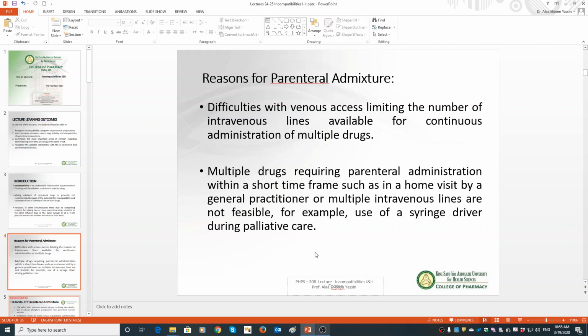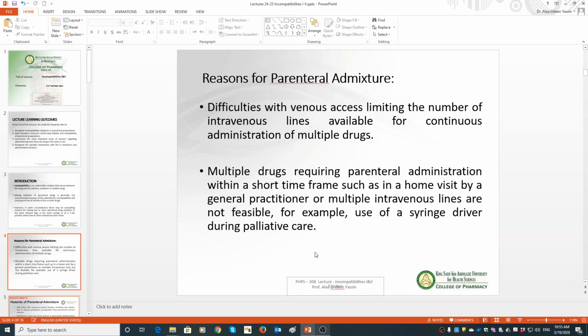Okay, multiple drugs requiring parenteral administration in a short period. For example, a home care visit, where the physician has to finish because he has a schedule of many visits to fulfill. So he will not be able to stay to finish one line, one infusion, and then start the next one, or establish more than one line. So they tend to mix the medications in order to shorten the time. So this is one occasion.